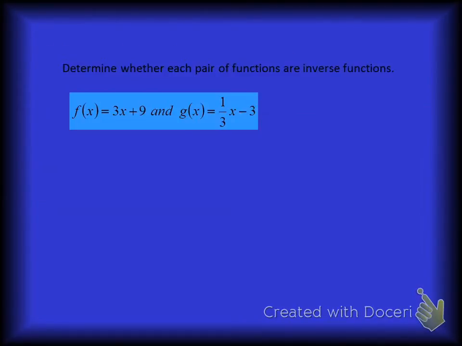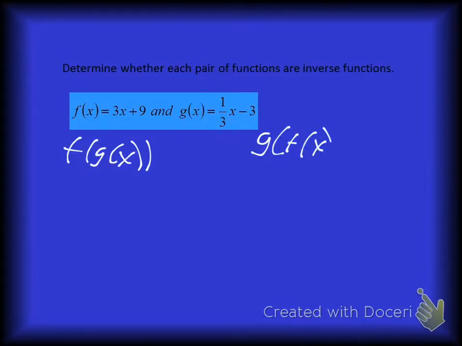Determine whether each pair of functions are inverse functions. F of x equals 3x plus 9, g of x equals 1/3 x minus 3. You go find both compositions. Okay, you do f of g of x, and you do g of f of x. And both times, if they're going to be inverses, they have to equal just x. So they have to simplify. When you're done simplifying everything, you got to be left with x. Not 2x, not a half x, not x squared. X. Both times.